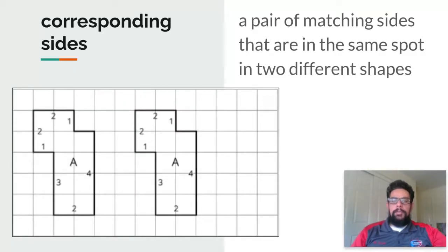First, the corresponding sides. Whenever you have two polygons, any pair of matching sides that are in the same spot on different shapes, those are corresponding sides. So here we have our two shapes. Notice the two blue lines. Those are in the same spot on the shape, but they are on different shapes. Those are corresponding sides. These two right here at the top, the two purple ones, those are also corresponding sides. And I'm sure now you could identify more and more corresponding sides. They are on different shapes, and they're in the same place on the shape.